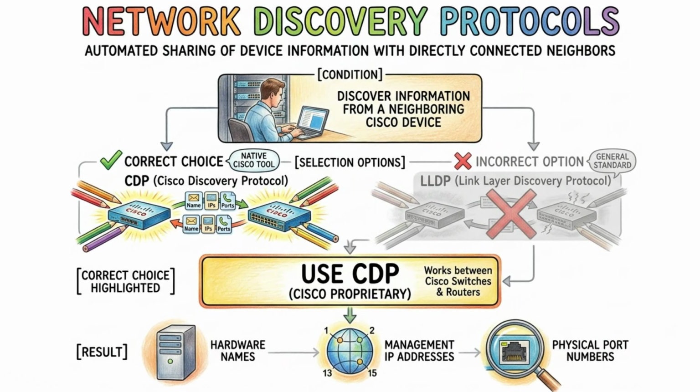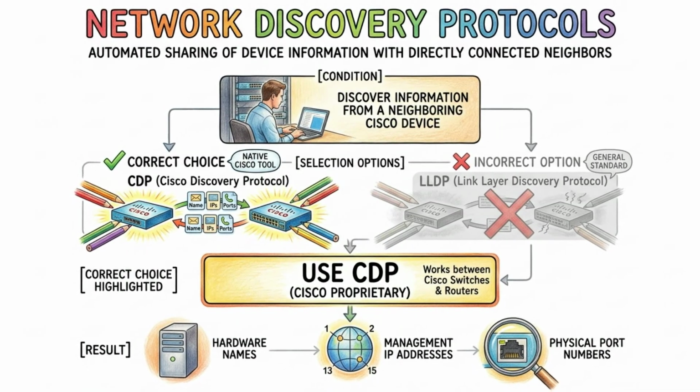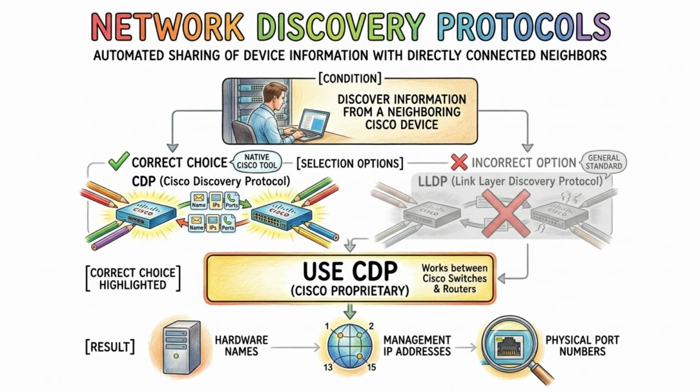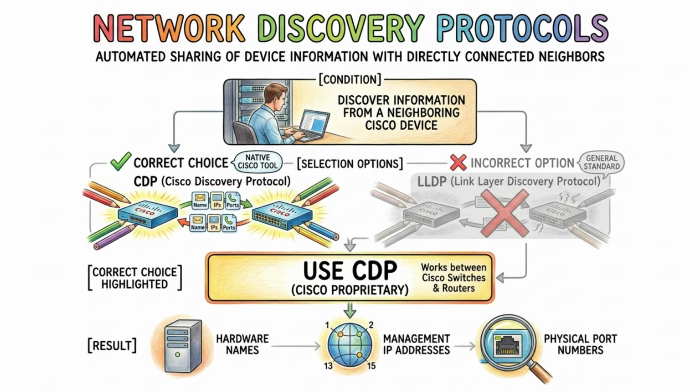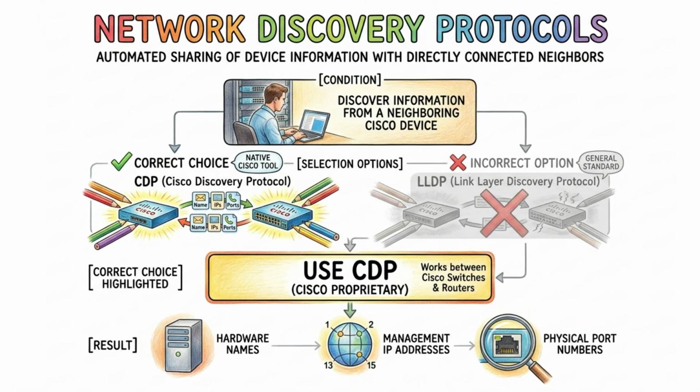If you log into a switch and run a simple CDP command, it will instantly tell you the exact hardware names, management IP addresses, and physical port numbers of the devices plugged into it. Because CDP only works on specific Cisco hardware, the networking industry also uses an excellent open standard alternative called the Link Layer Discovery Protocol, or LLDP.